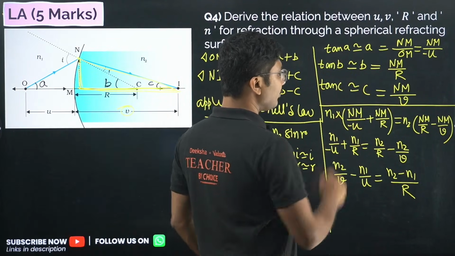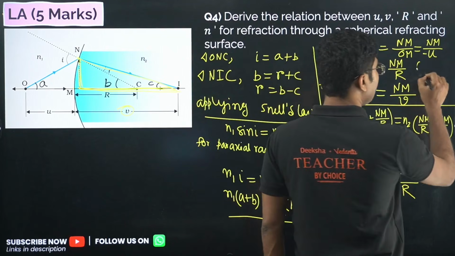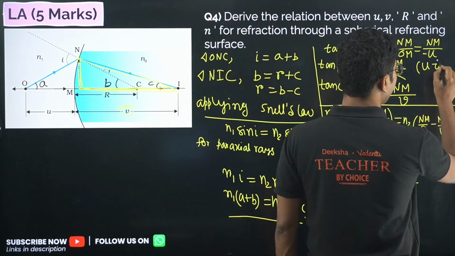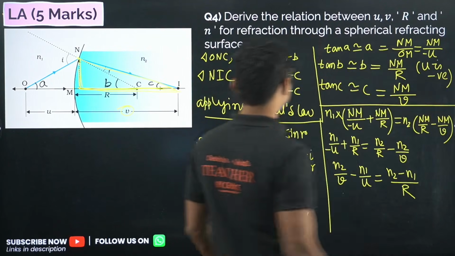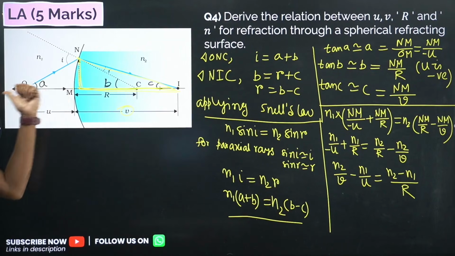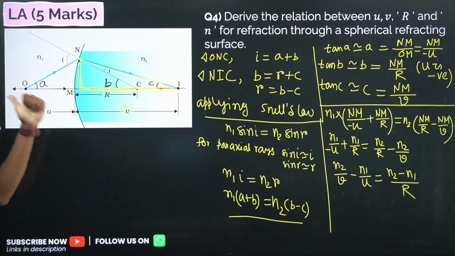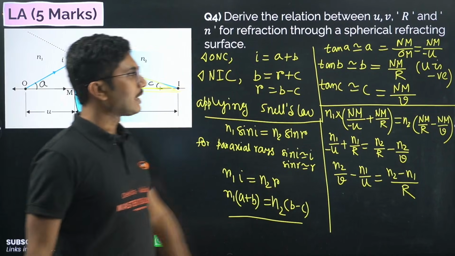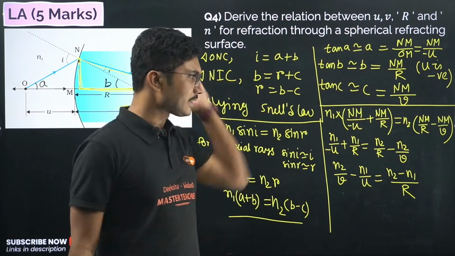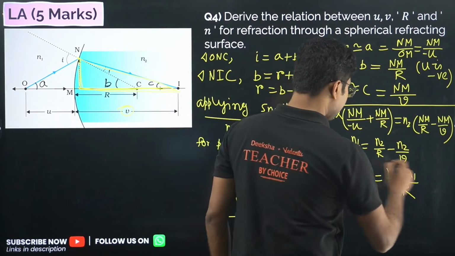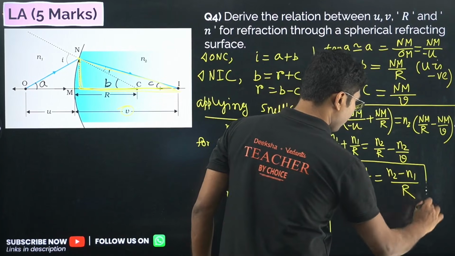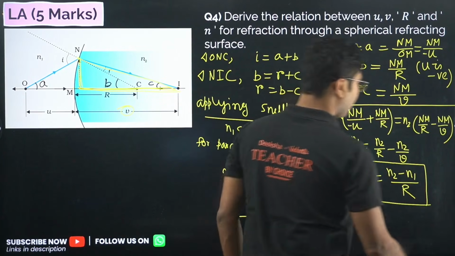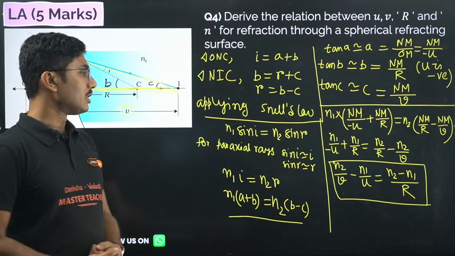So because U is negative, you have to mention U is negative, because it is on the opposite side, in the negative x-axis, right? This is positive x-axis, this is negative x-axis. That means object distance is negative according to the sign convention. So this is the equation, the general equation for the refraction of light through a curved surface.